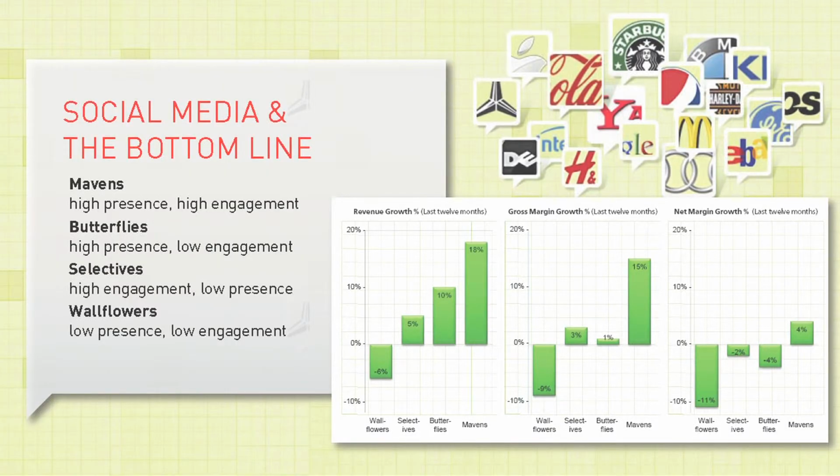The one on the left is revenue growth. The mavens enjoyed 18% revenue growth on average in the last 12 months. The wallflowers on average went backwards by 6%. The same sort of trend applied to their gross margins and net margin growth as well. So there's a direct link between companies heavily engaged in social media and their financial performance.